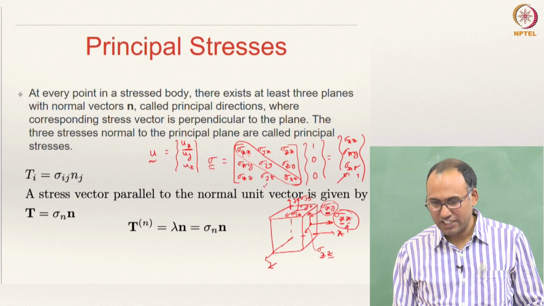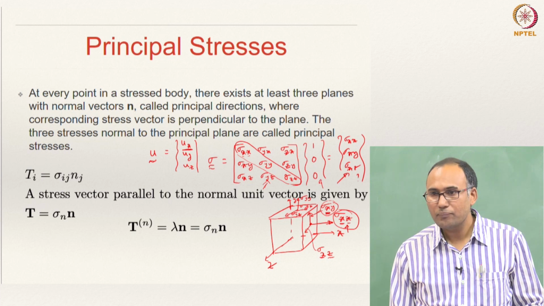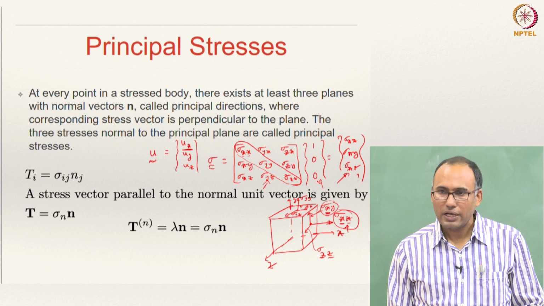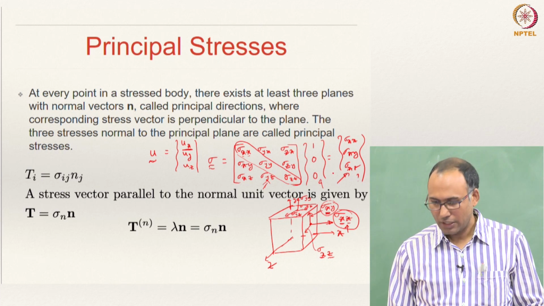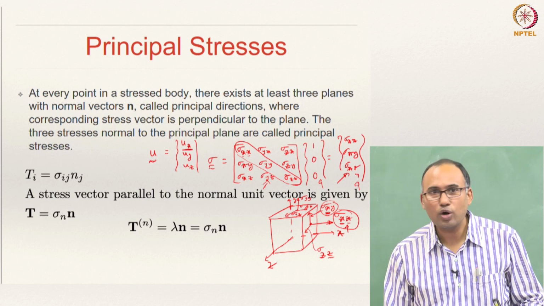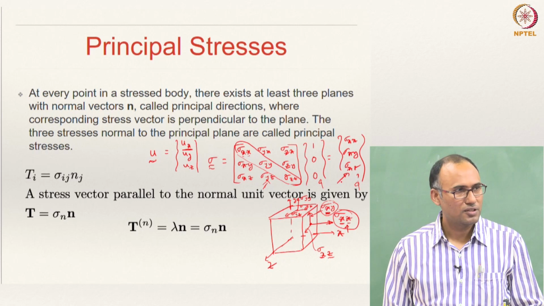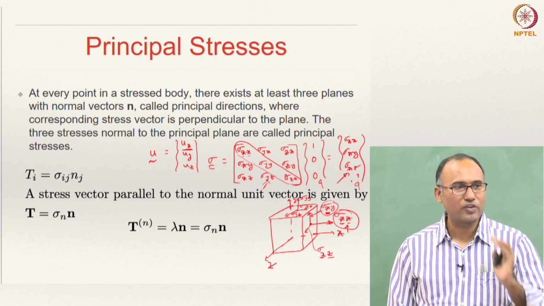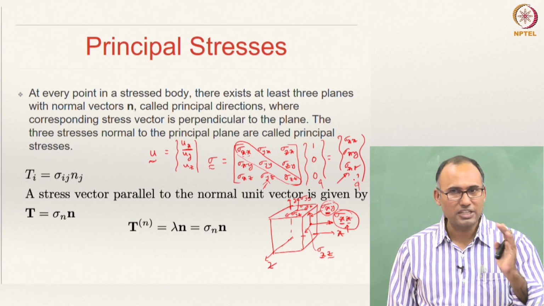This is a tensor, a second order tensor. What is this? This is a first order tensor, that is a vector. And what did we get? A vector. And this is what we call the stress vector or traction vector. You probably heard of this traction vector.